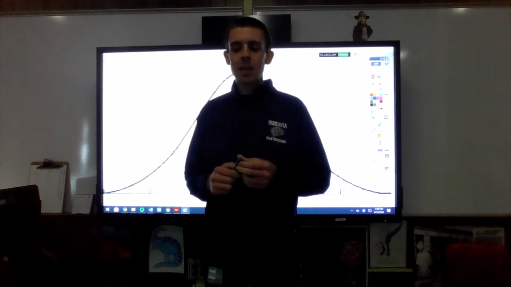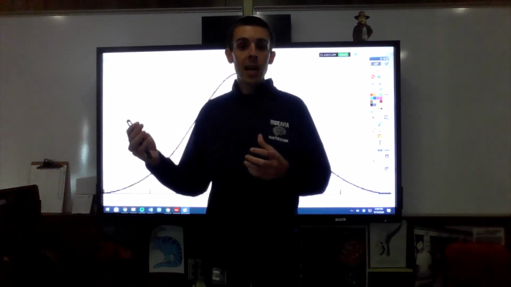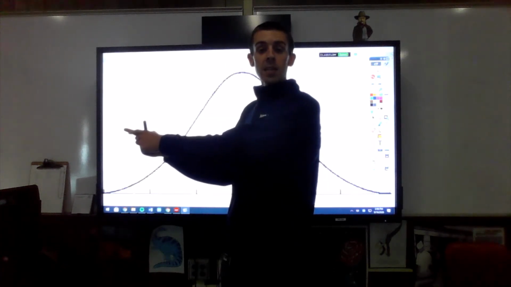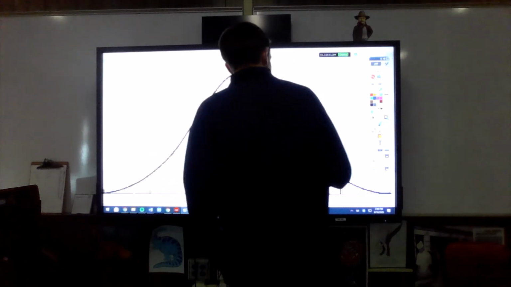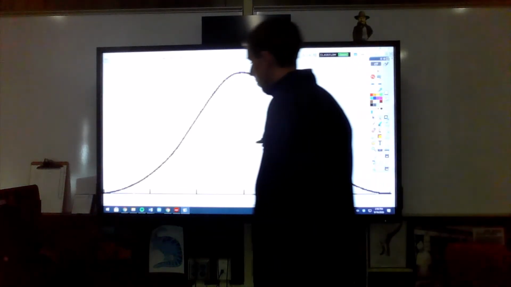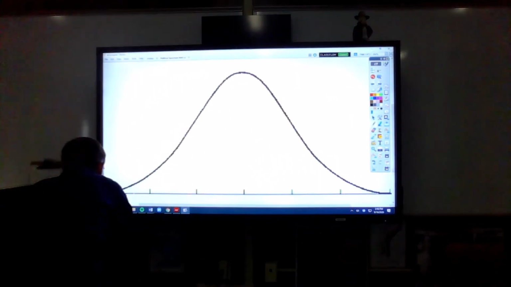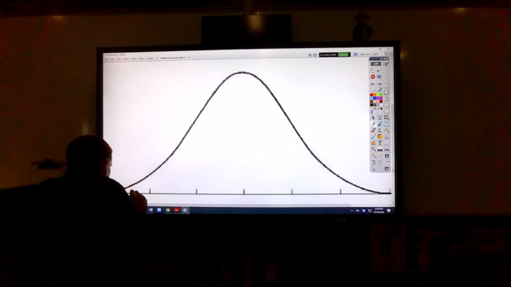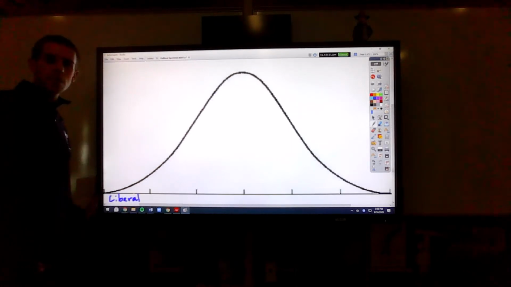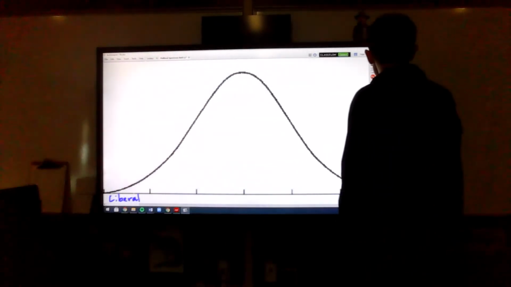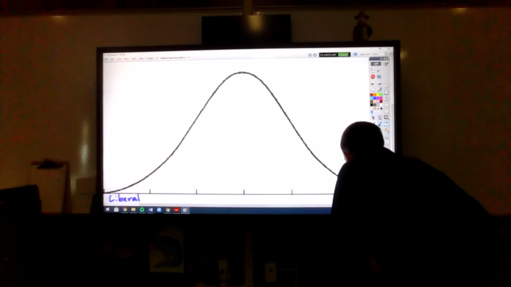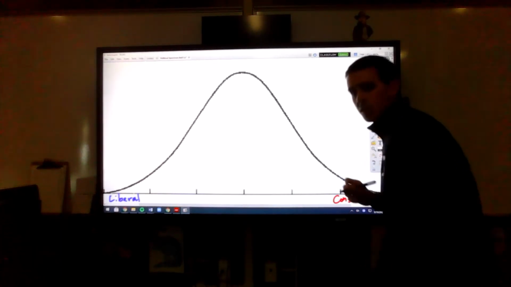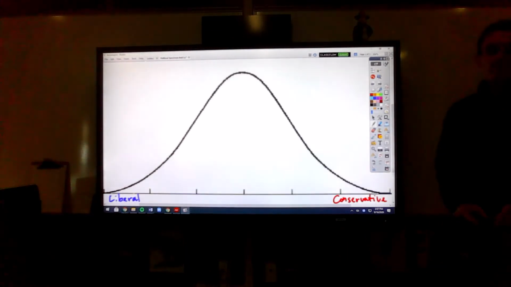We had said that the liberal people belong on the left, and the conservative people belong on the right. So I will write those in there. I'm going to use blue for liberal. So liberal, you can kind of see that. And then I'm going to use red for conservative. So liberals and conservatives on both sides here.